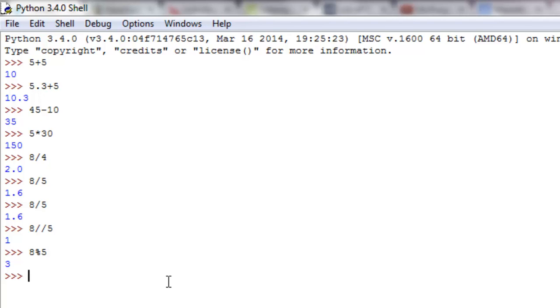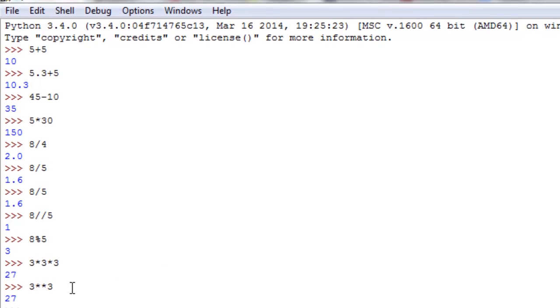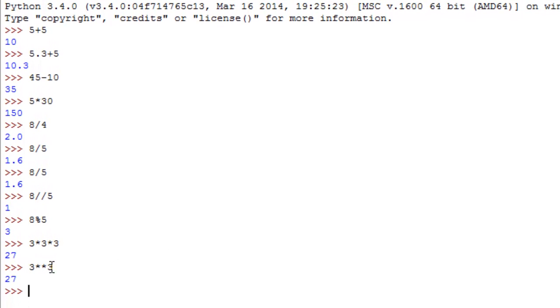Another one, let's show you how to raise something to a power. Instead of having to say 3 to the third, such as 3 times 3 times 3, we could just say 3 and then 2 multiplication signs, and then whatever power you want. I wanted it to the third, so I should get 27, and I do. So that's how you raise something to a power, is you have 2 multiplication signs.